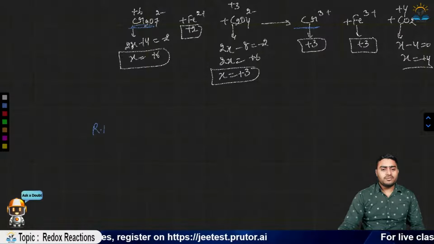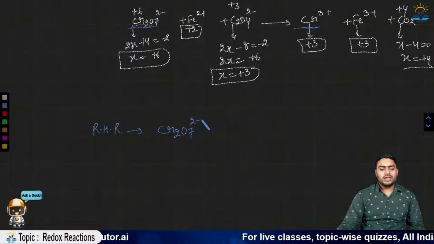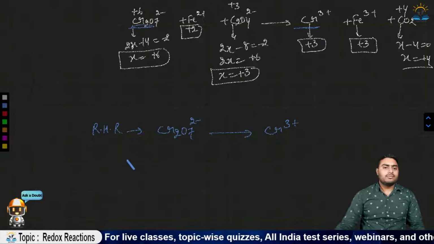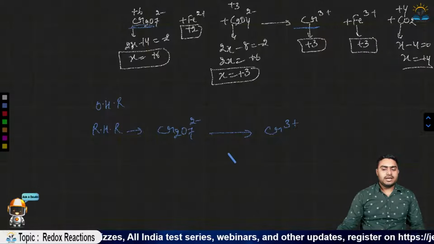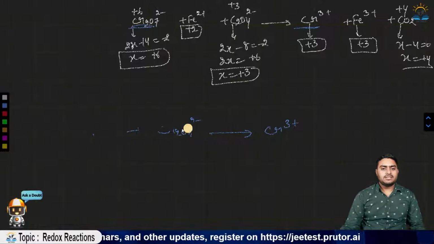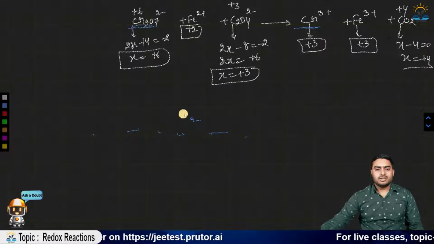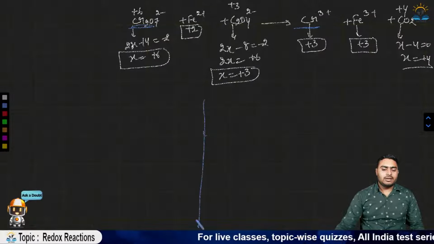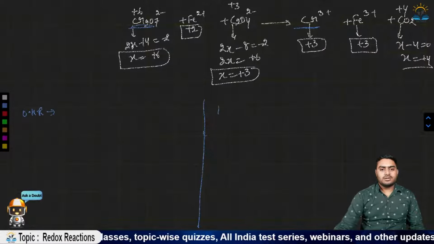So what will be the reduction reaction? Cr2O7 2 negative to Cr3 positive is the reduction reaction. What will be the oxidation reaction? Let's check. Okay, let's write this oxidation and reduction reaction in two halves, so that we can easily balance and then add them. That's a very simple and easy method. What you can do is make a line here, then write the oxidation half reaction here and the reduction half reaction here.